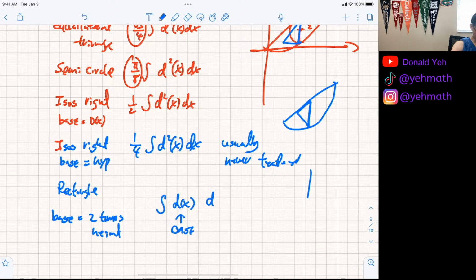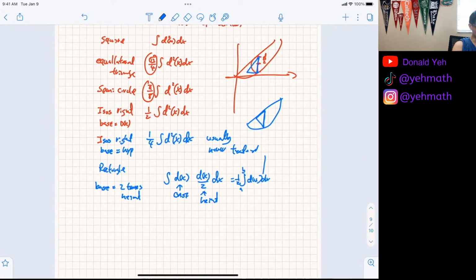The height is half of the base, because base equal to 2 times height. So the base is twice as wide as the height, so the height must be half of the base. Sometimes they can word it this way. So it actually ends up being 1/2 d of x dx between a and b. So those are all the cross sections.